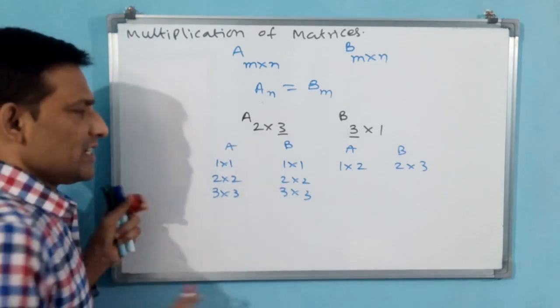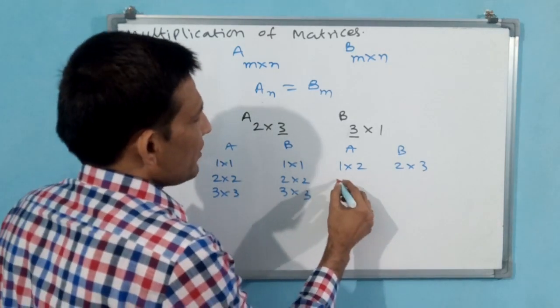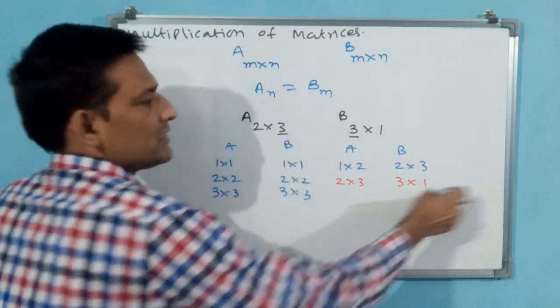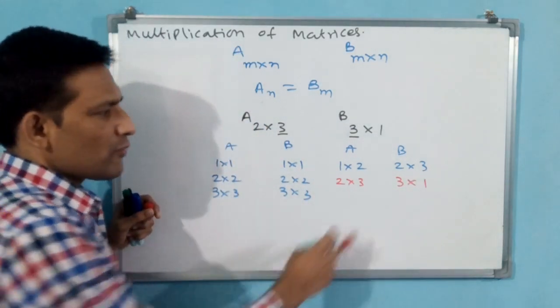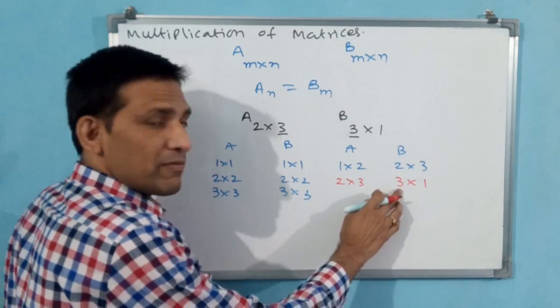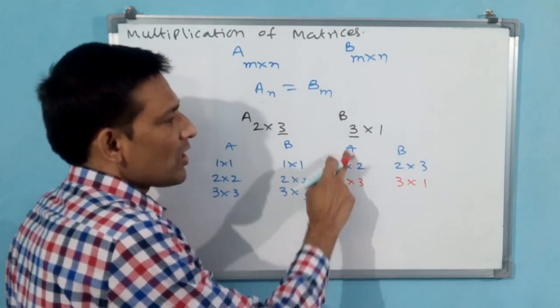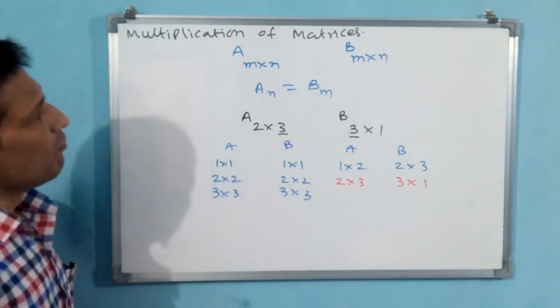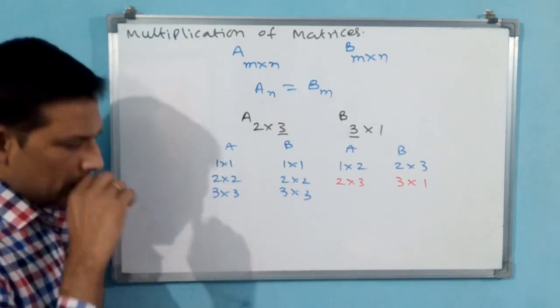Okay? 1, 2, 2, 3. And if it is 2 by 3, then 3 by 1 or 3 by 2. See, this doesn't matter. The columns of the second matrix don't matter. But the rows of the second matrix should match with the columns of the first matrix. Okay? Like that you have to perform. This is the condition. Okay?